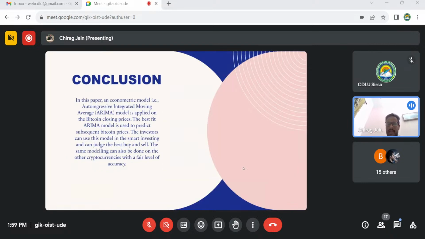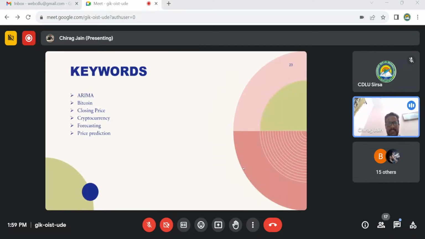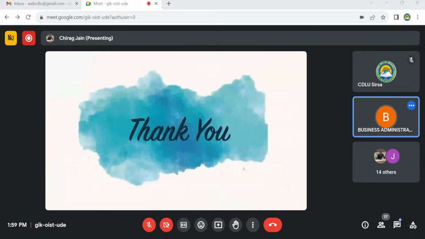The conclusion is that I have shown how the ARIMA model can be applied to predict Bitcoin closing prices. Based on this model, investors can choose the best time to buy and the best time to sell. So this is my entire research. And these are the keywords and the references which I have referred. Thank you so much. Thank you.